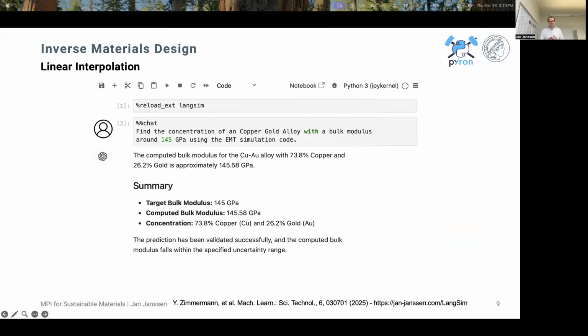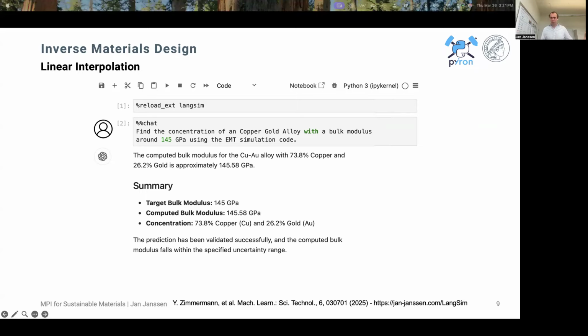Right? So while a theoretician would ask, okay, what is the bulk modulus of a specific structure, the experimentalist is not so much interested in this direct relation, but more in the inverse one. Right? So they maybe need a bulk modulus of a certain range, and then they ask, okay, what is the alloying composition that we need to get there? And also these kinds of questions can already be answered by these large language models.